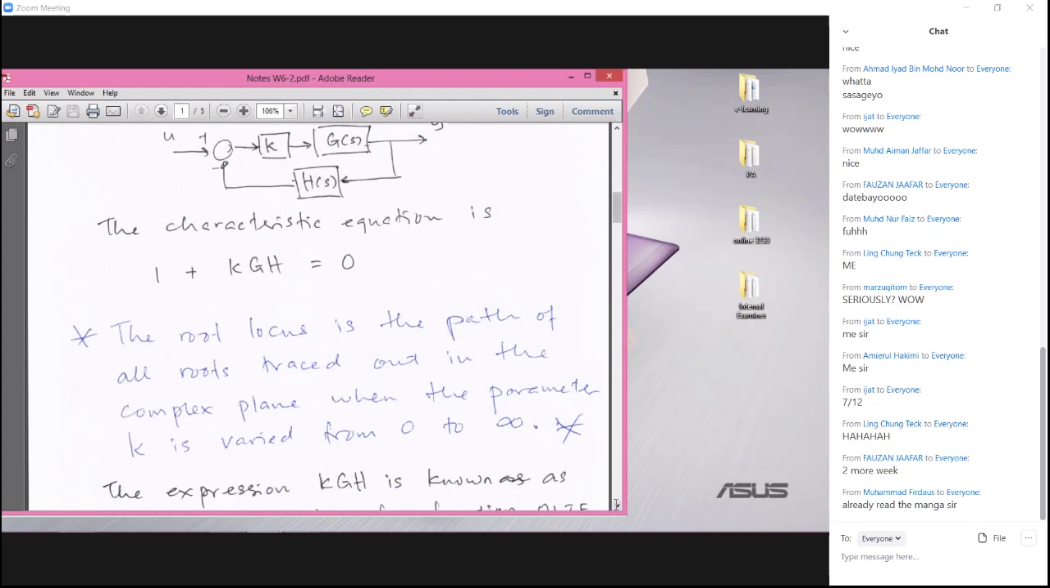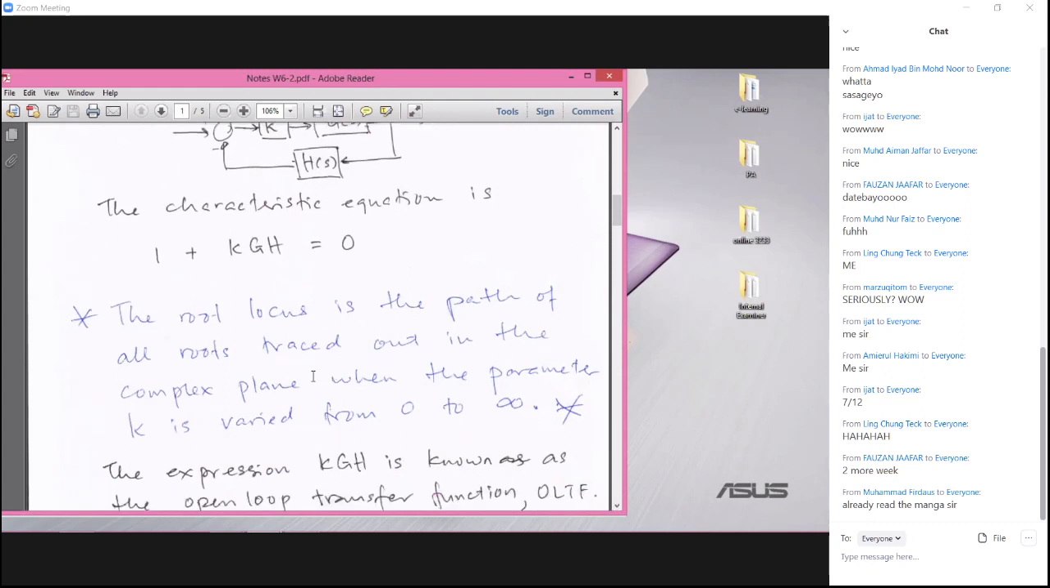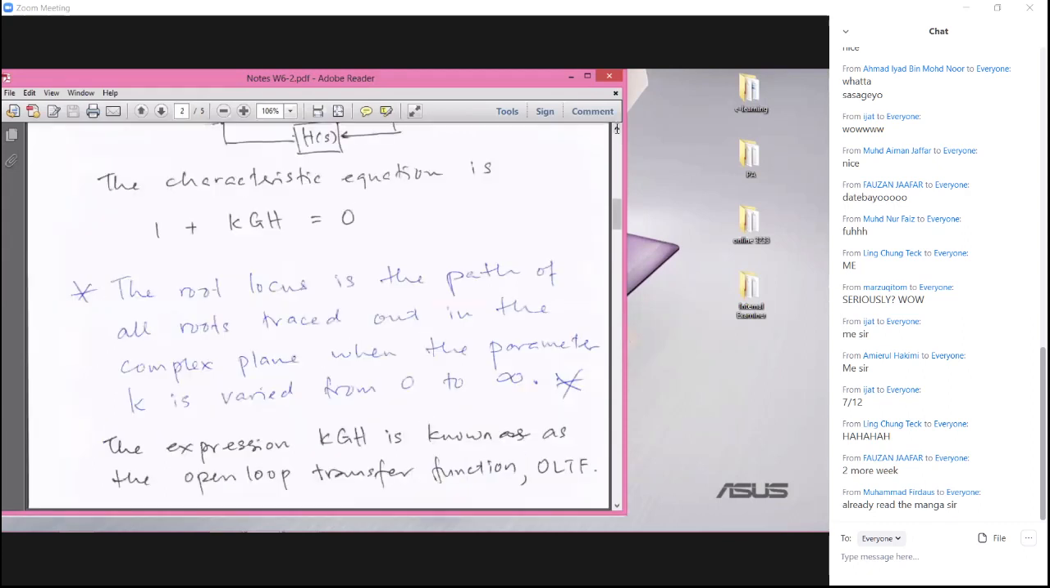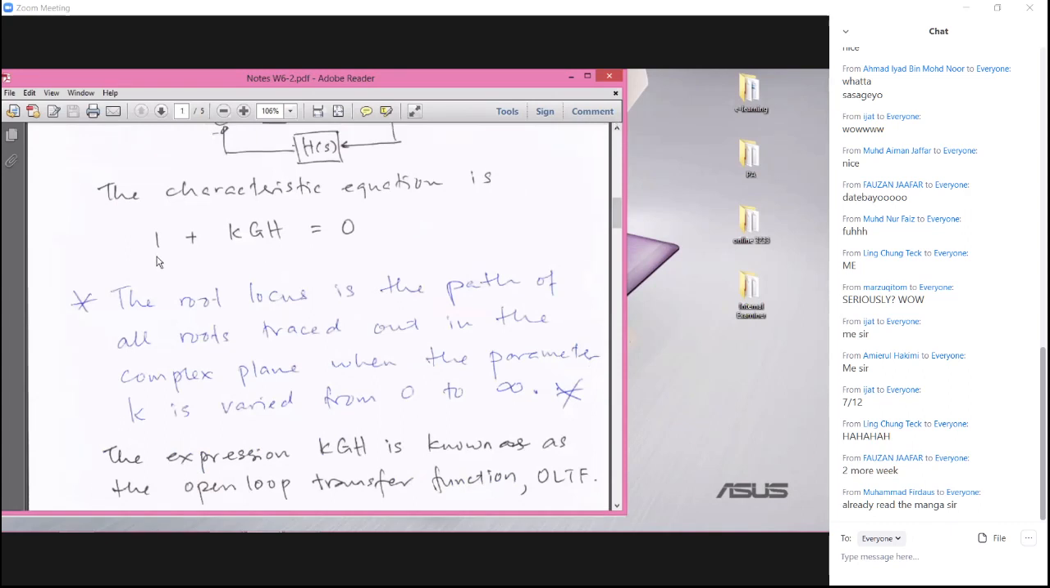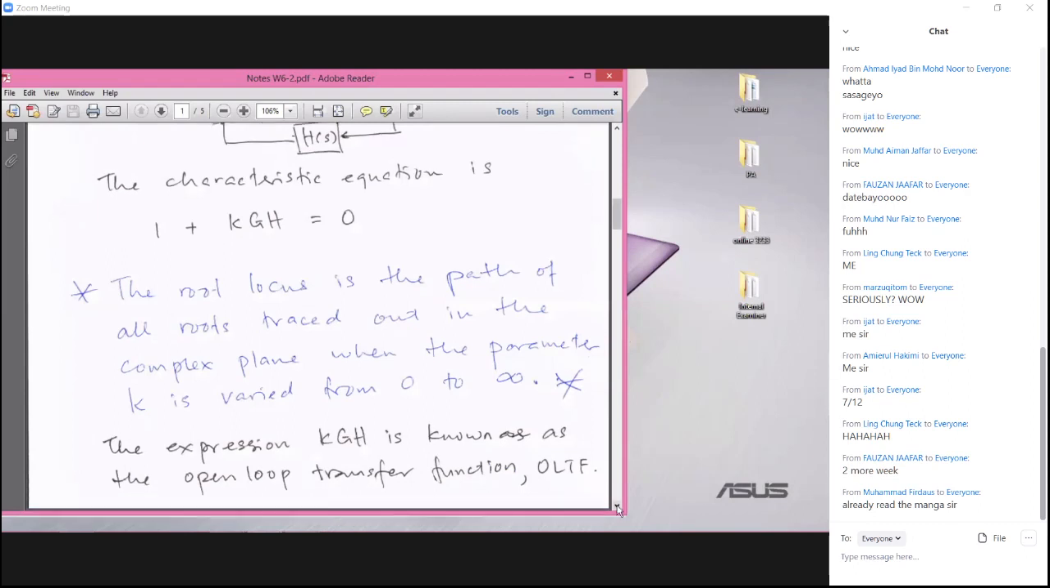So it says here the root locus is the path of all roots traced out in the complex plane when the parameter K here, the proportional controller gain, is varied from 0 to infinity. And then here the expression KGH alone, the characteristic equation is 1 plus KGH equal to 0. But the expression KGH alone is known as the open loop transfer function. Okay? KGH is known as the open loop transfer function. So 1 plus the open loop transfer function is equal to 0.